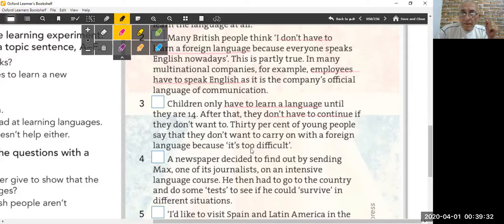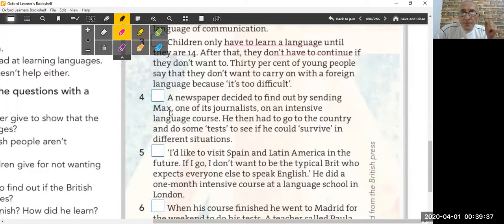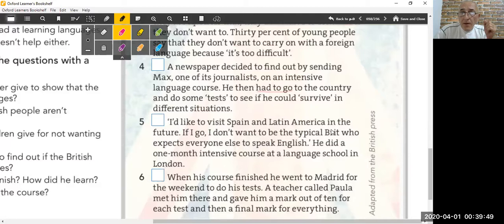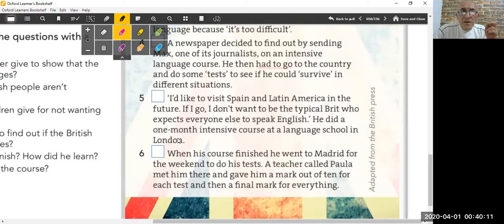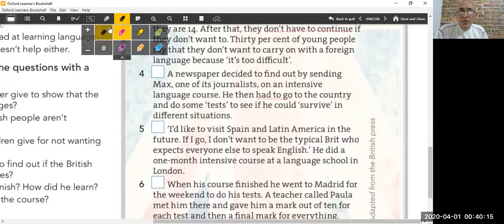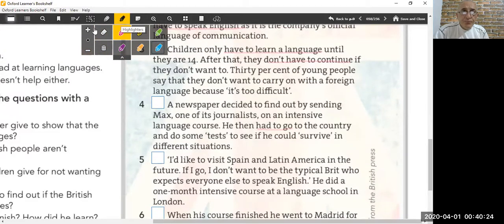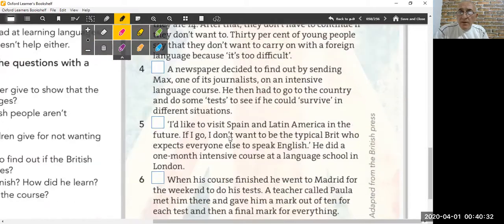Okay. Another one is this is the past form of have to. They had to go to the country. And here, so that's, I think, all. Yes. So have to or don't have to, you might remember. These are modal verbs, as you see. Okay. I'll clean it. All right.